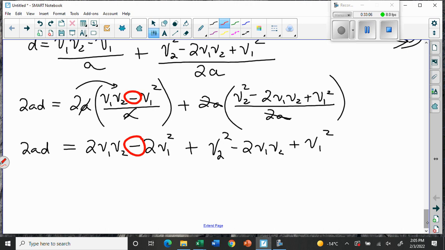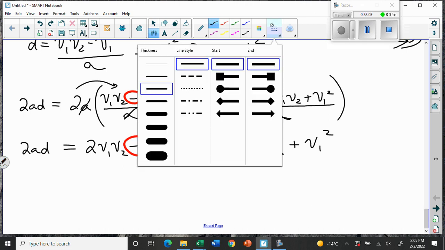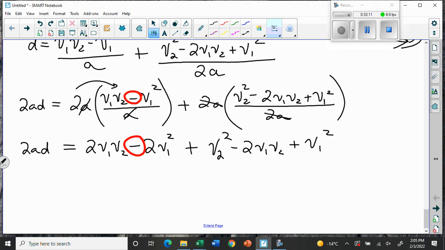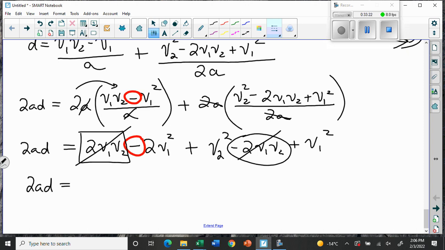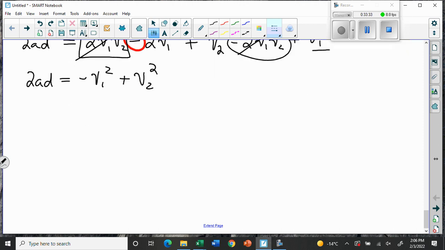Now we can look at some like terms, and we can see that the 2v1 v2 is positive here and it's negative over here, so it essentially subtracts to 0. And then we have 2ad, and we have negative 2v1 squared and a v1 squared, which will leave us with a minus v1 squared and a v2 squared. So that's pretty simple when you do it right and don't make the mistakes that I made. It simplifies to something quite easy.